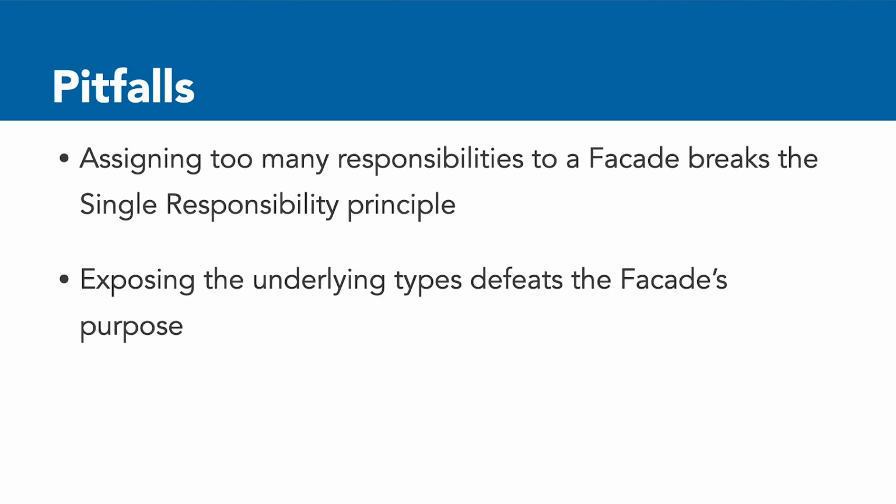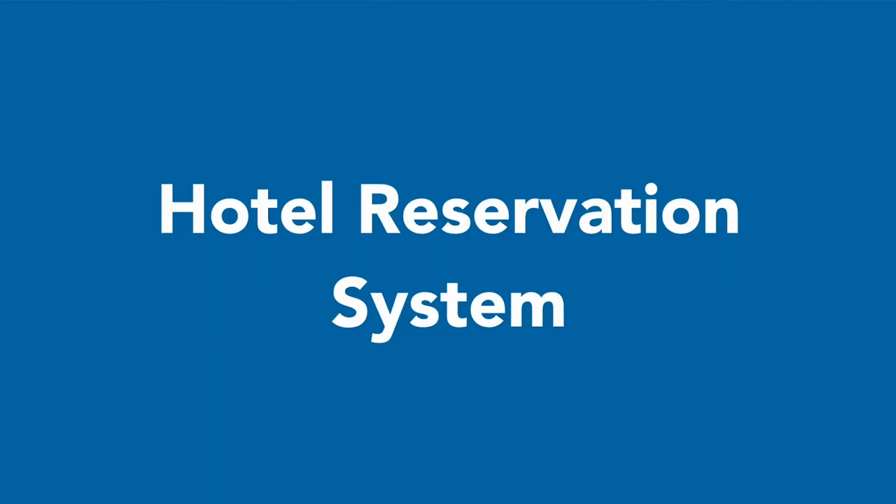Exposing the underlying types is another potential problem when implementing a facade. By doing so, clients may bypass the facade, rendering it useless. To prevent this, design the facade as an opaque black box and don't expose any underlying types. Now let's look at a demo project that will help us understand the need for the facade pattern.